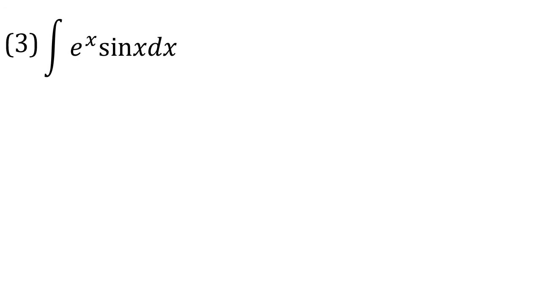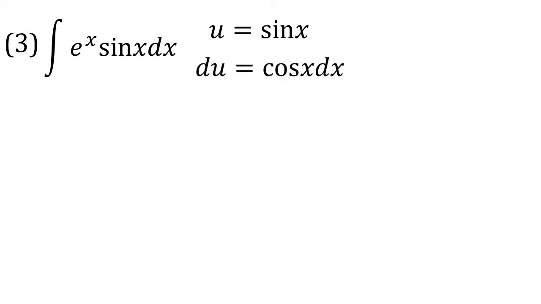Let me show you the solution for number 3. I hope you're going to get the same and correct answer. Number 3, the integral of e to the x sine x dx. We have an exponential function and a trigonometric function. Based on our LIATE, we should consider the trigonometric function first to be the u. So our u is equal to sine x, du is equal to cosine x dx. Our dv is e to the x dx, so our v is equal to e to the x.